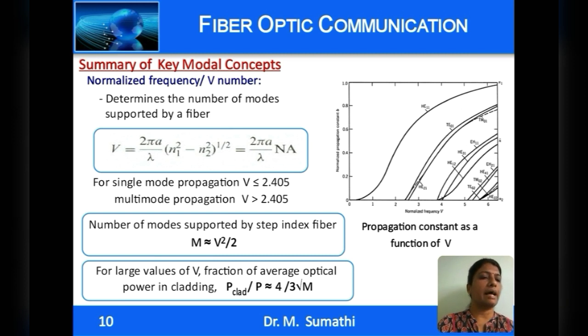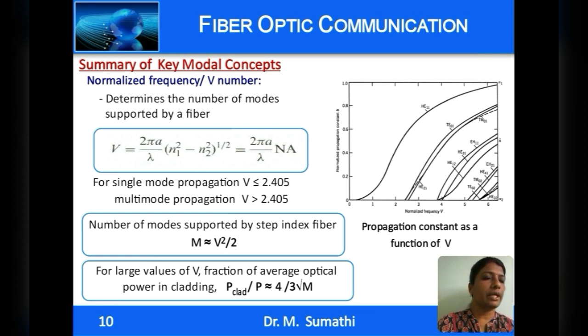Please note the graph on the right hand side of the slide. For the value of V number less than 2.405, only one mode, the fundamental mode HE11 exists, and when the V number is greater than 2.405, multiple modes exist. Therefore, for a single mode propagation, V number is less than or equal to 2.405, and for multimode propagation it is greater than 2.405.